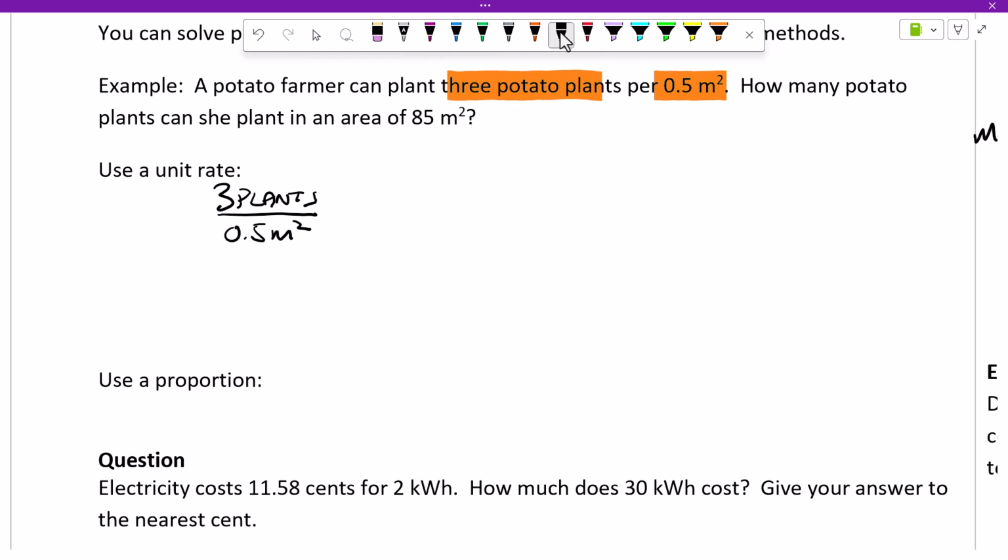Good guess. 6. How do you get 6 from that? If it's 0.5, you double it. Yeah, you're dividing it by half. So this is 6. The units are important. 6 plants. The top unit gets written first, this bottom unit gets written second. 6 plants per this much land.